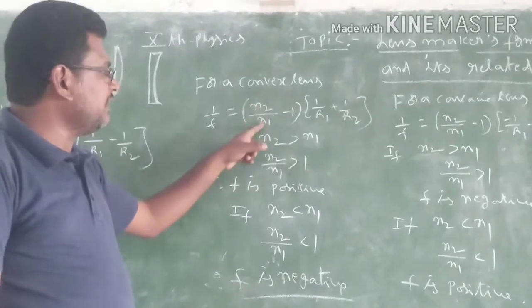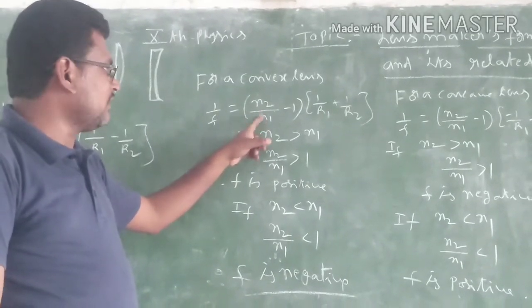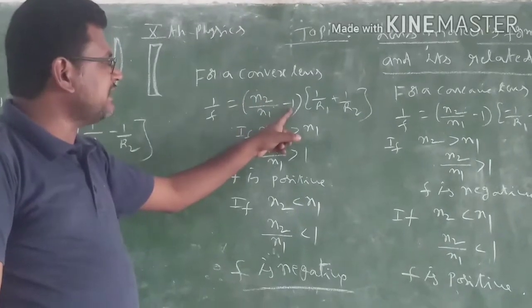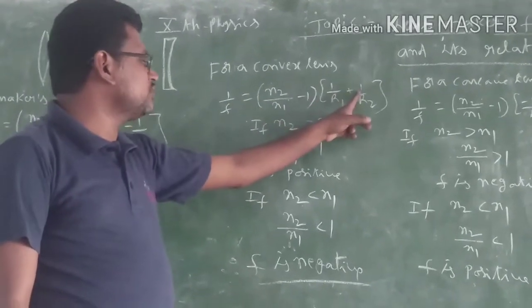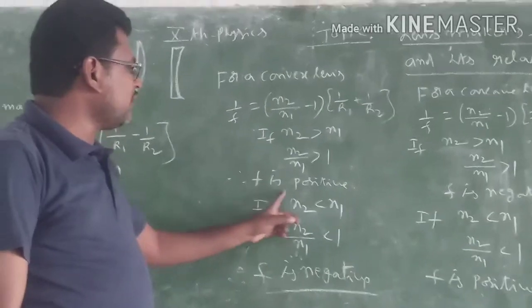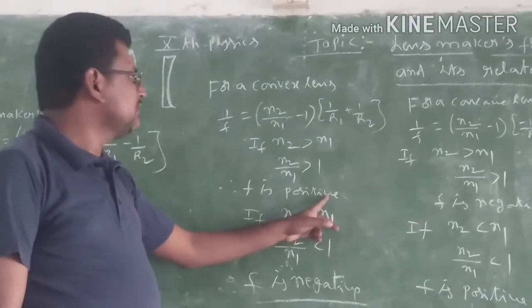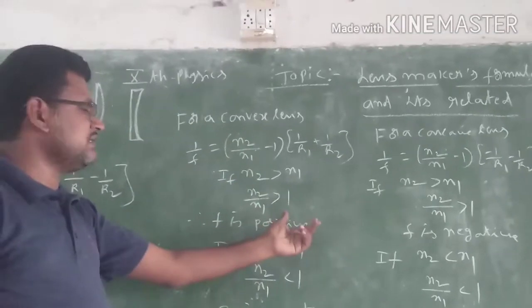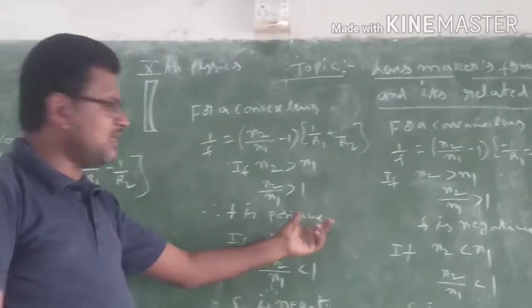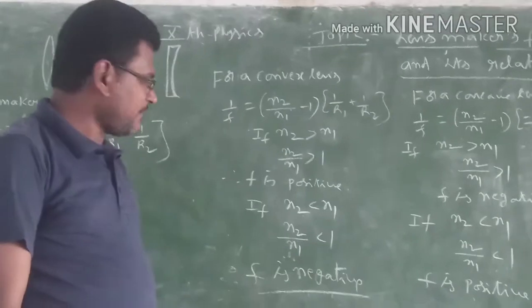So we get n2 by n1 value greater than 1. Greater than 1 minus 1 means that is a positive. Positive into this positive is a positive. Then focal length is a positive. That means a convex lens remains a converging lens, or a positive lens.